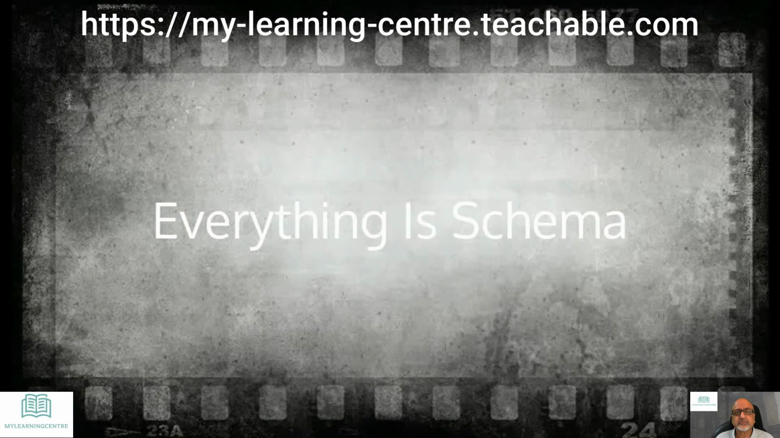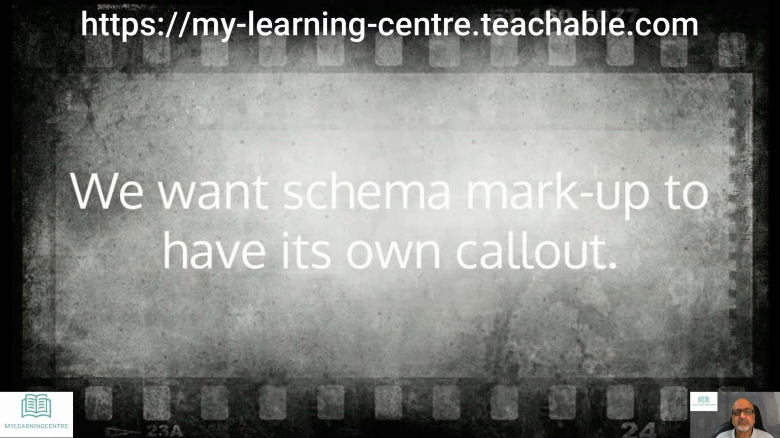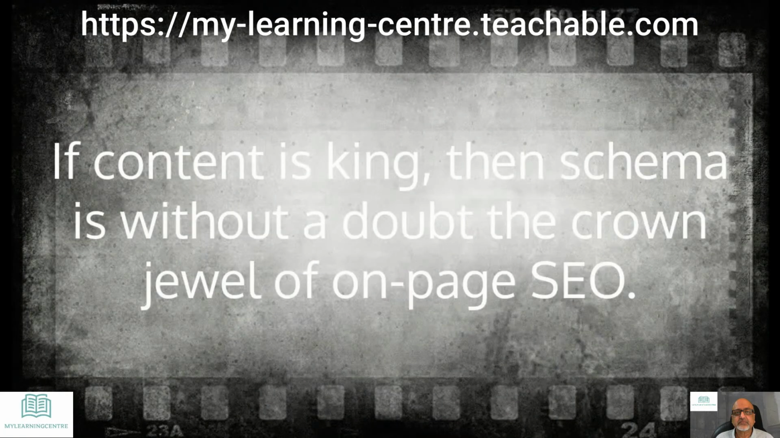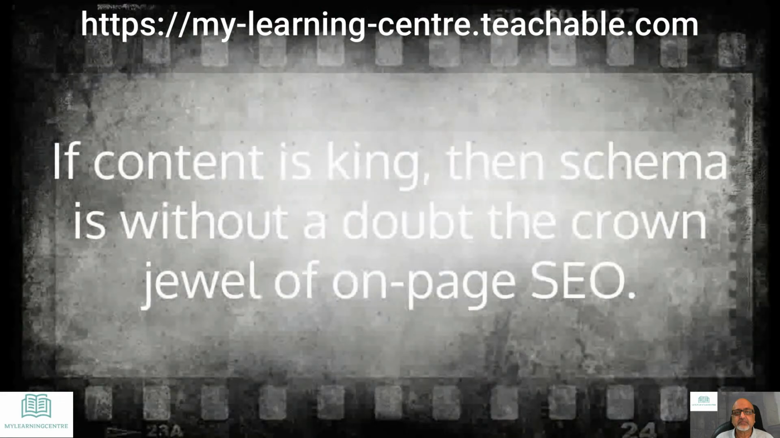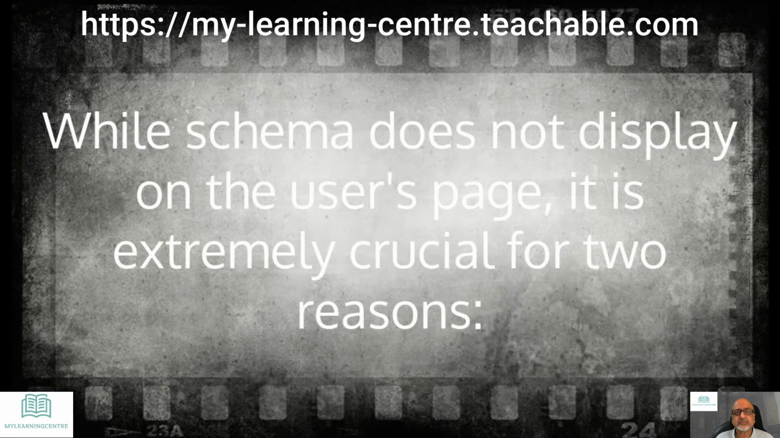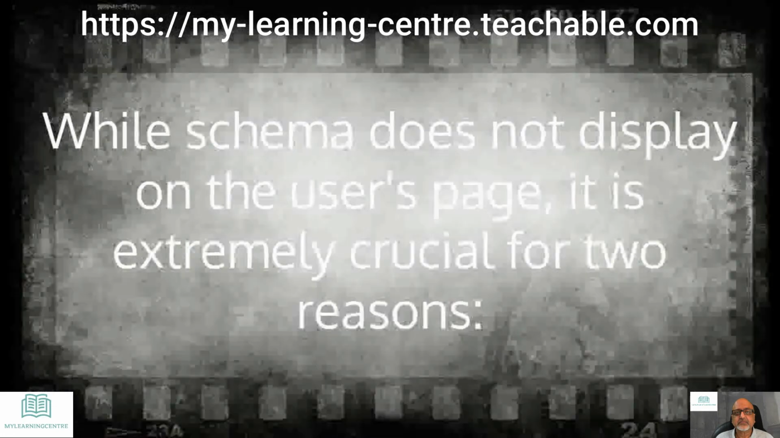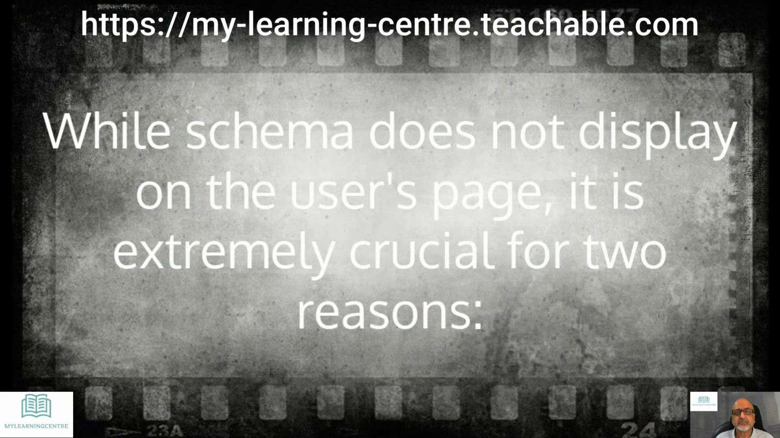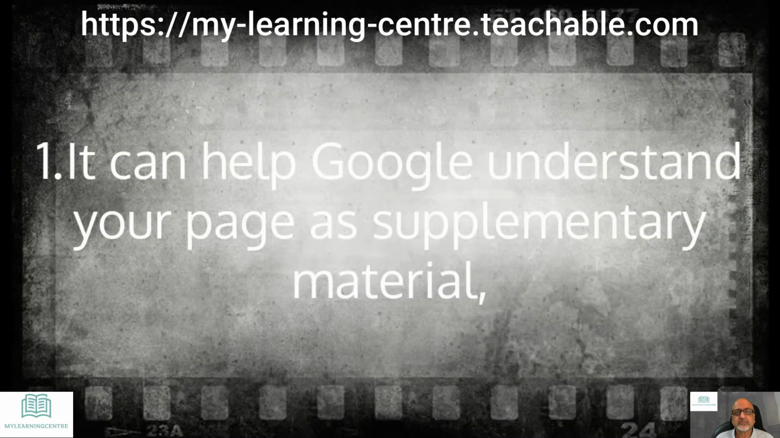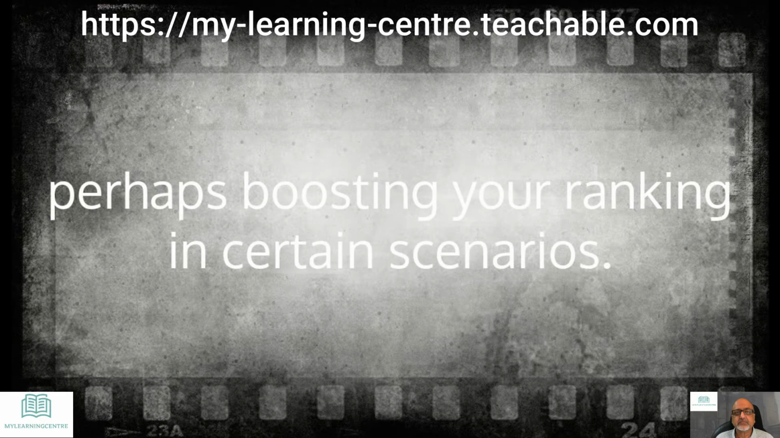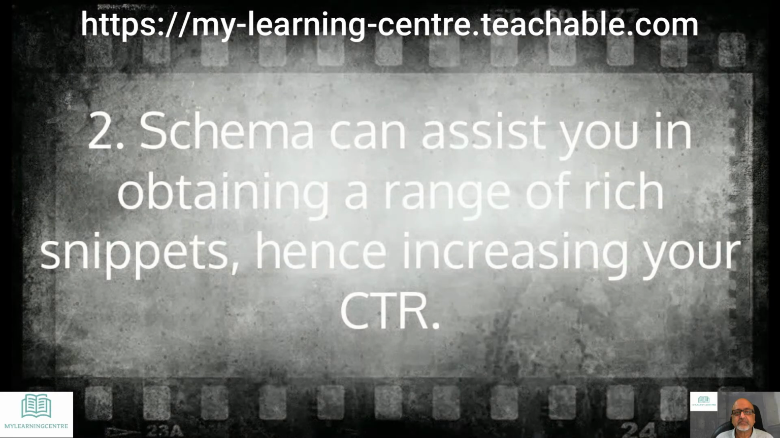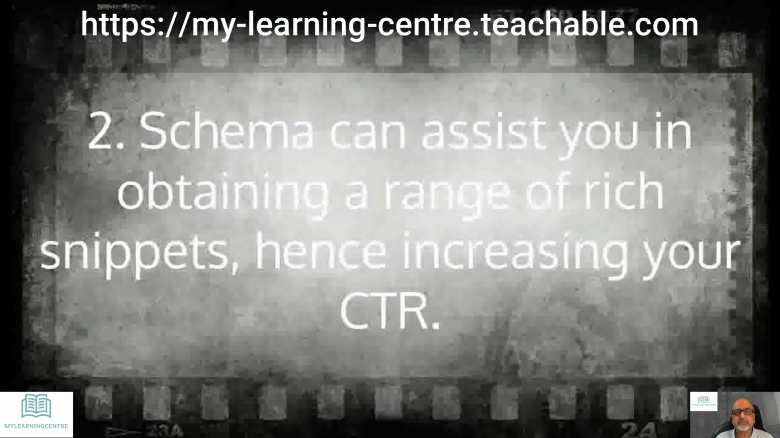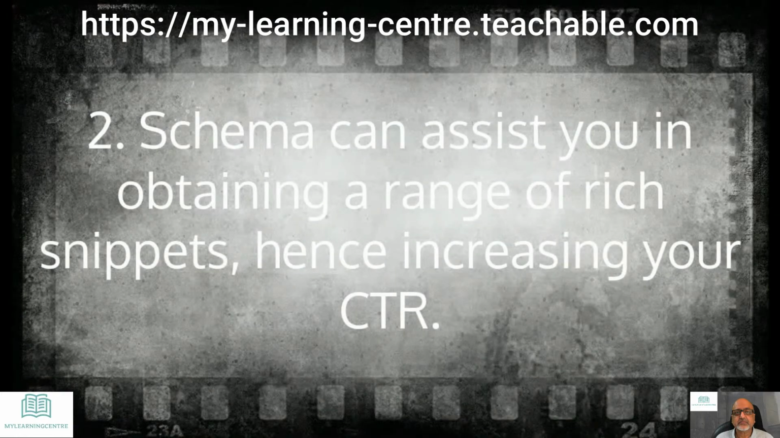Everything is schema. We want schema markup to have its own callout. If content is king, then schema is without a doubt the crown jewel of on-page SEO. While schema does not display on the user's page, it is extremely crucial for two reasons. 1. It can help Google understand your page as supplementary material, perhaps boosting your ranking in certain scenarios. 2. Schema can assist you in obtaining a range of rich snippets, hence increasing your CTR.